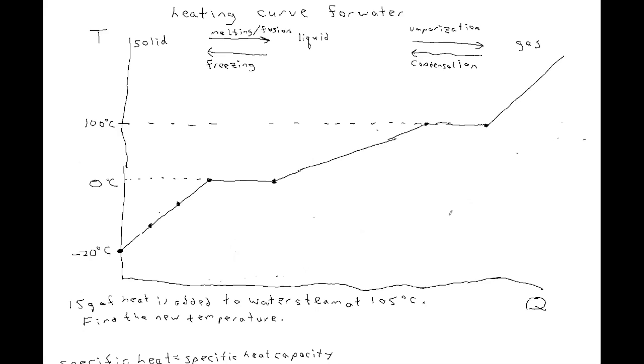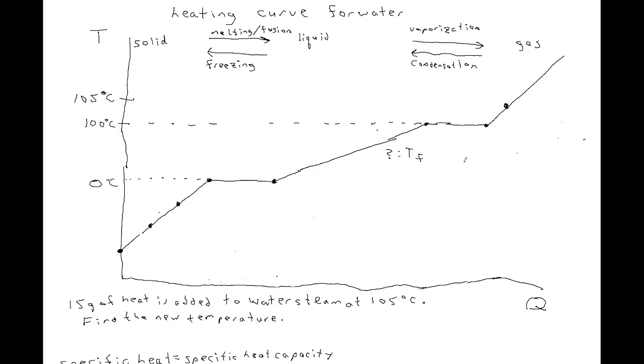Okay, let's try this problem. 15 grams of heat is added to water, steam at 105. Find the new temperature. So they're asking for the final temperature. We know that the initial temperature is 105 degrees C, and since heat is added, that means it's gaining heat, which means that it'll be negative Q.